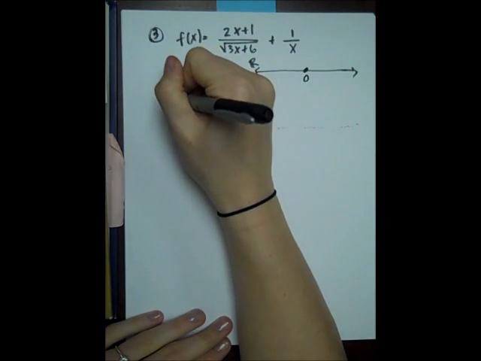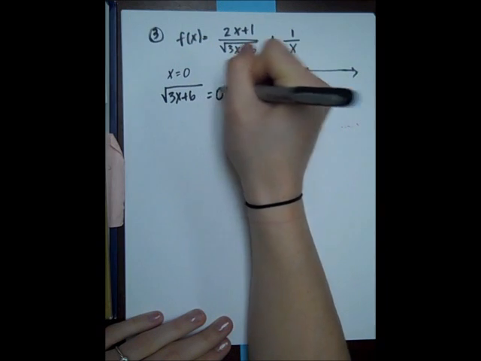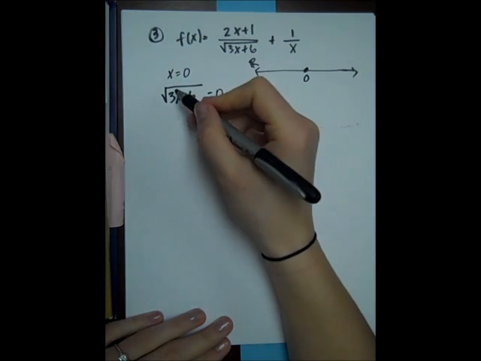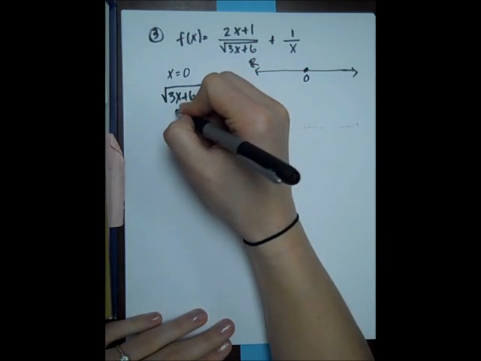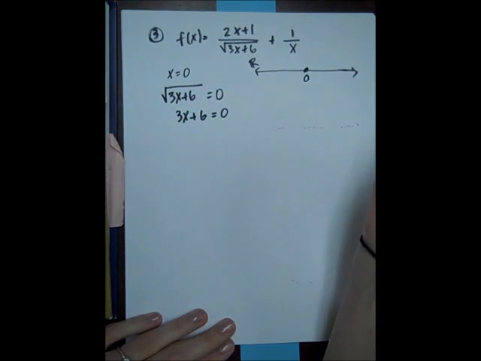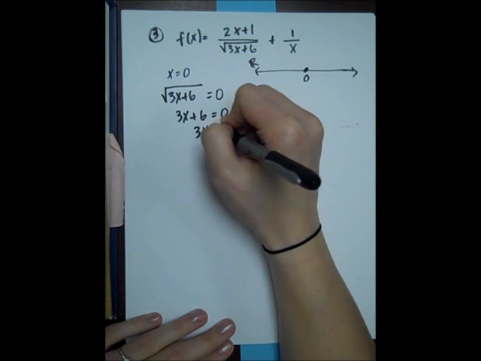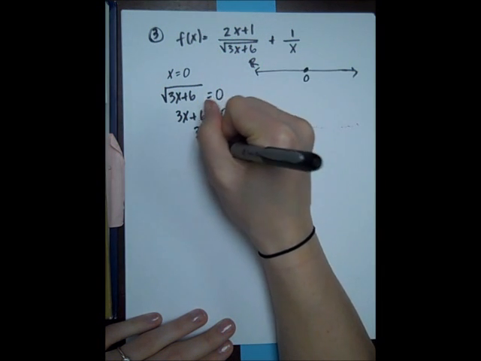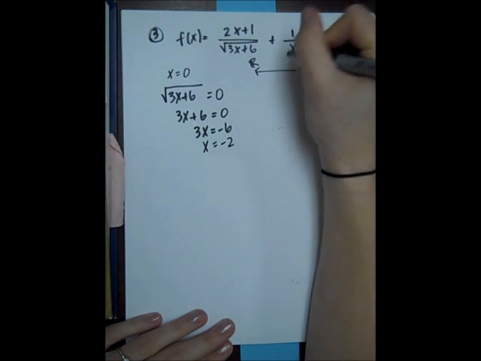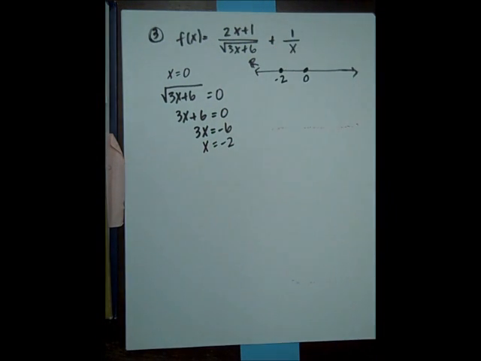My other denominator is the square root of 3x plus 6. Set that equal to 0. How do I solve for x? First thing, square both sides. Square both sides and you get 3x plus 6 is 0 because 0 squared is 0. Subtract 6, 3x is minus 6, divide by 3, x is minus 2. So I'll come up here to minus 2 and mark that out. So I've taken care of both of my denominators.